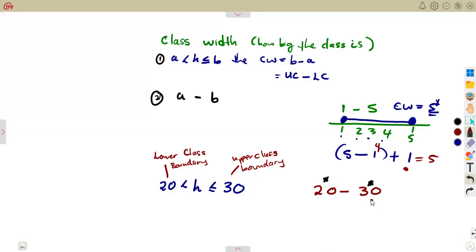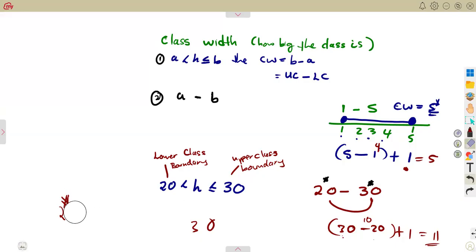From 20 to 30, meaning 30 minus 20. Whatever you get, you must add a 1. So this is going to give us a 10. 10 plus 1, which is 11. So the width of this class is 11. From 20 up to 30, you count even the 20 as a number. 1, 2, 3, 4, up to, you see there are 11 numbers.